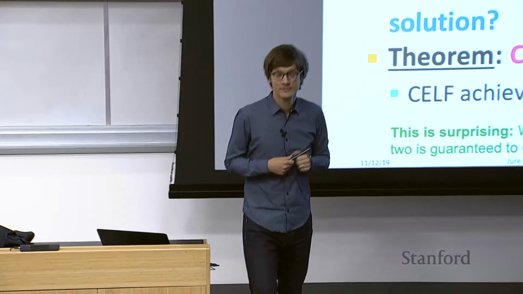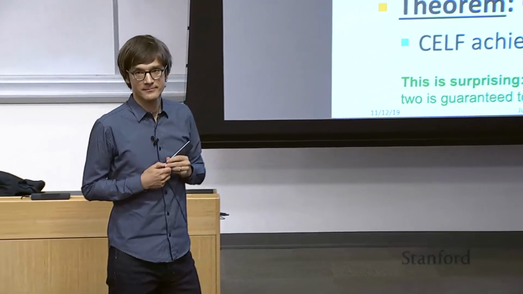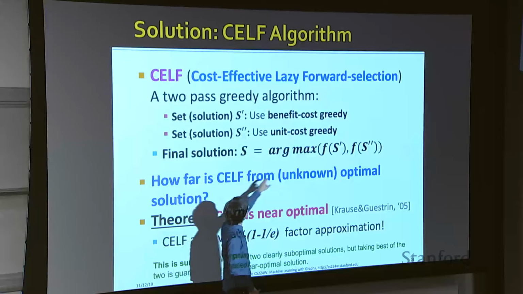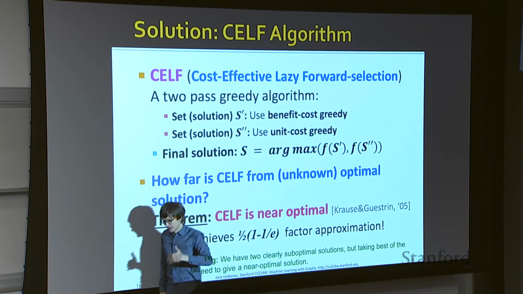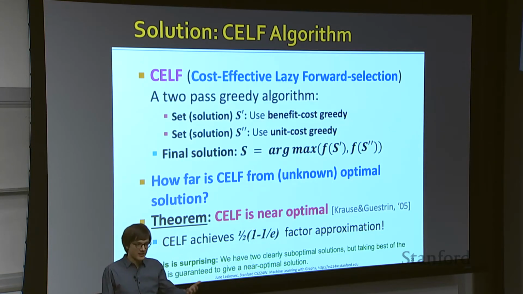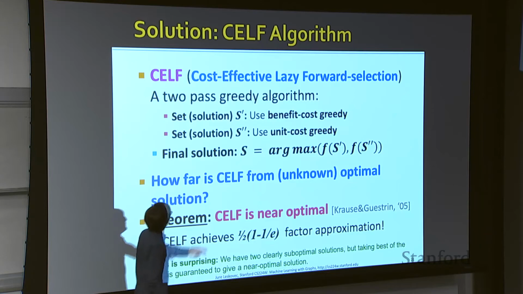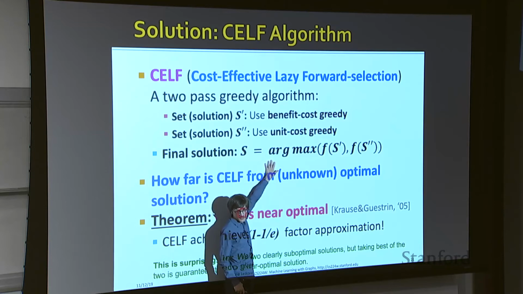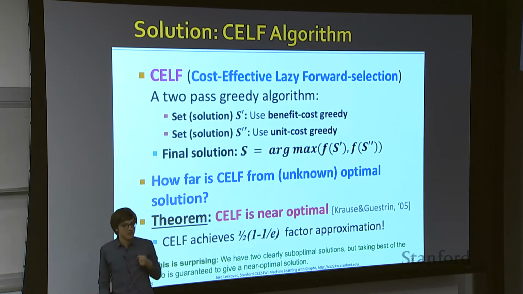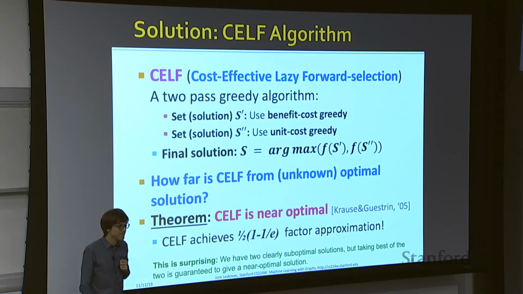Yes, go ahead. If CELF finds the argmax of f of s prime and s double prime, wouldn't that mean it's at least as slow as kind of running both of them individually? Exactly. So the runtime of this will be the sum of the runtimes, you have to run one and you have to run the other. So kind of the runtime is twice. You could think of it, if you assume each of them takes the same time, then running this takes twice the time. So it is a bit slower, yes, because I have to run both of them. That's a good point.